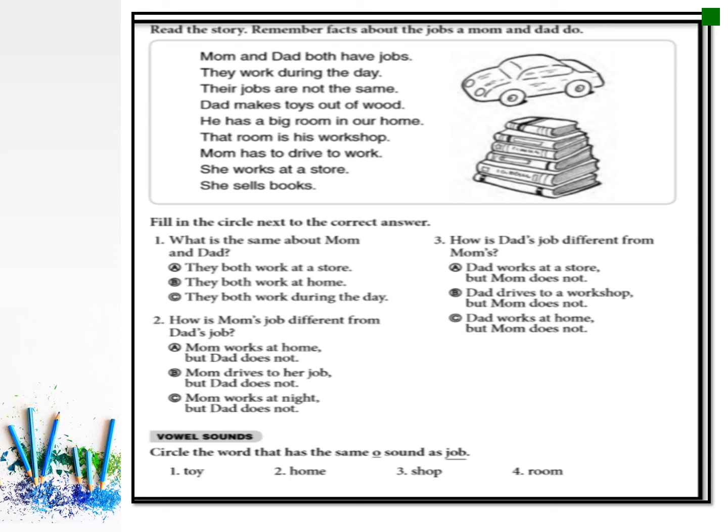Mom and dad both have jobs. They work during the day. Their jobs are not the same. Dad makes toys out of wood. He has a big room in our home. That room is his workshop. Mom has to drive to work. She works at a store. She sells books.